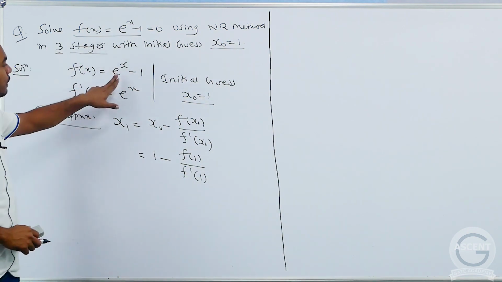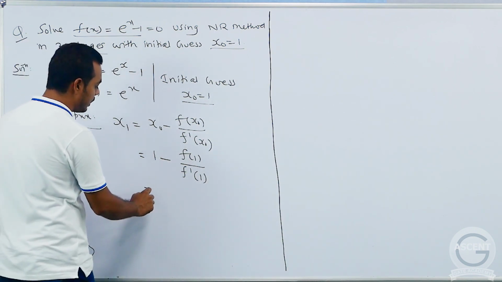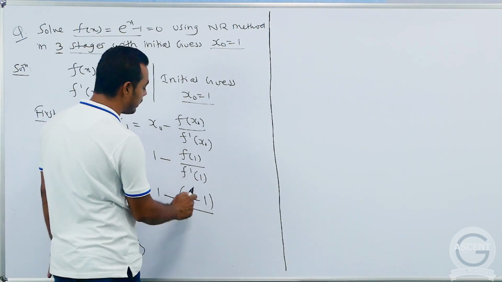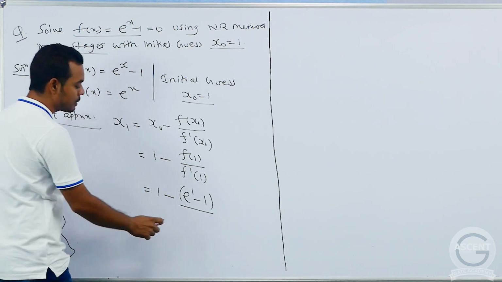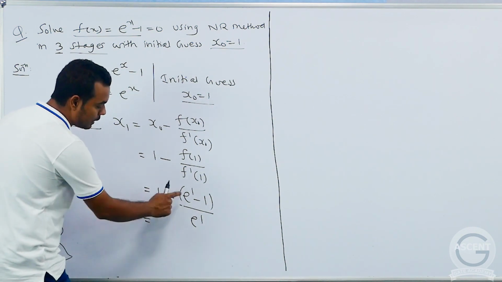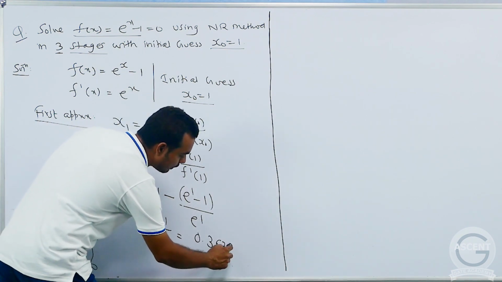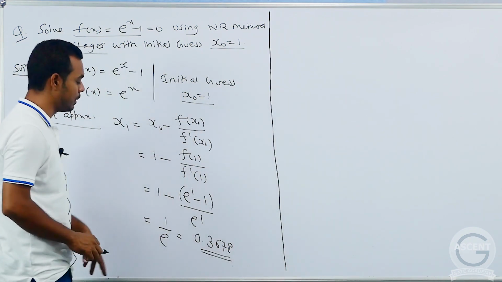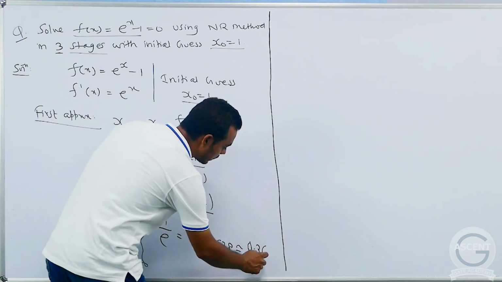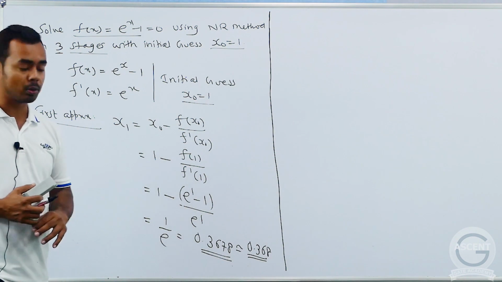Now this is the expression for f(x), e^x minus 1, and f'(x) is e^x. So this will be simply 1 minus f(1), which is e^1 minus 1, divided by f'(1), which is e^1. If you take the LCM, then e minus e will cancel, and you will get 1 by e. 1 by e is 0.3678. So this will be the first approximation x1, 0.3678, or you can approximately write this as 0.368.